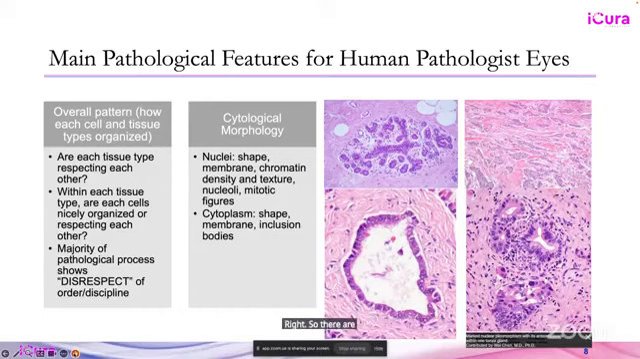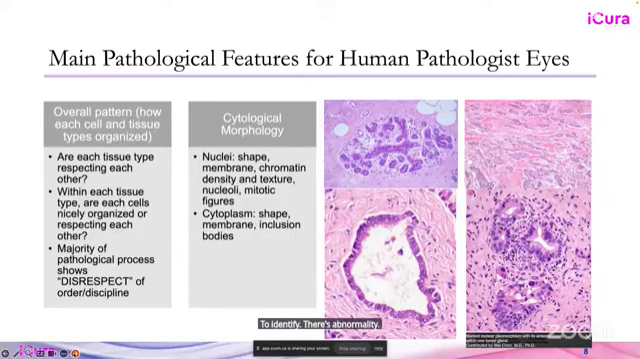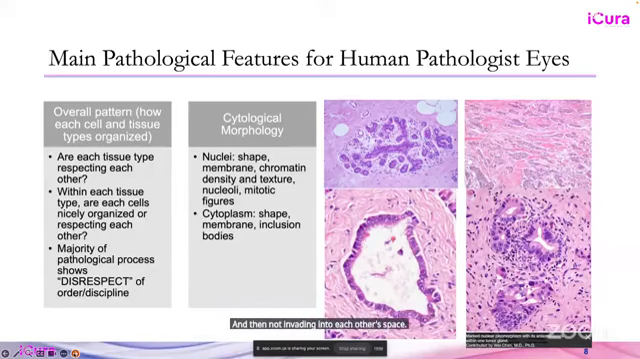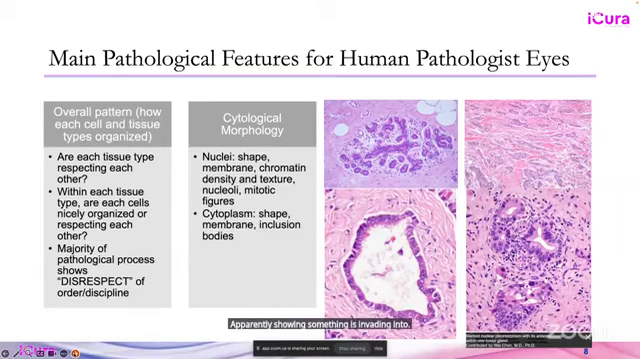There are two levels. One is the overall pattern, meaning the organization of everything under the microscope. This only takes less than 1 second for a trained pair of eyes to identify there's abnormality. It particularly refers to whether each tissue type respects the others. Do they keep an appropriate distance from each other, are they well organized, and not invading into each other's space? If you see something that is disrespecting each other, meaning their density, distribution and organization show something invading into other places or territory, that's a trigger for suspecting an abnormal process, whether it's an infection or, most likely, a malignancy.